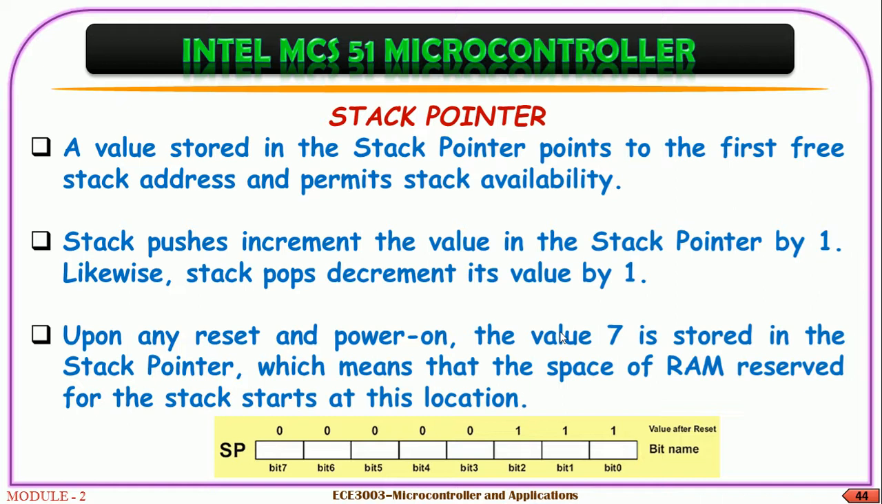The next one, the stack pointer. The value stored in the stack pointer points to the first free stack address and permits stack availability. Stack push means incrementing the value in the stack pointer by 1, otherwise stack pop means decrementing the value by 1. Upon any reset and power on, the value 7 is stored in the stack pointer, which means that the space in RAM reserved for the stack starts at this position.